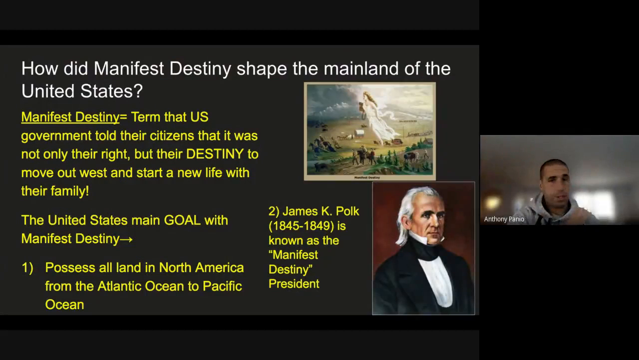All right, so again, if at any point you need to pause the video, this is the one slide you need to copy down. How did Manifest Destiny shape the mainland of the United States? Manifest Destiny, okay, this is the actual definition.